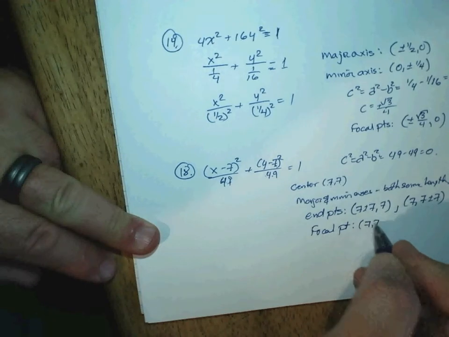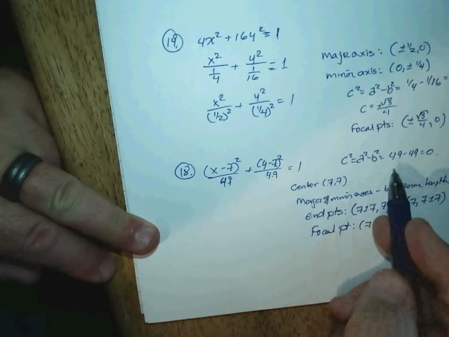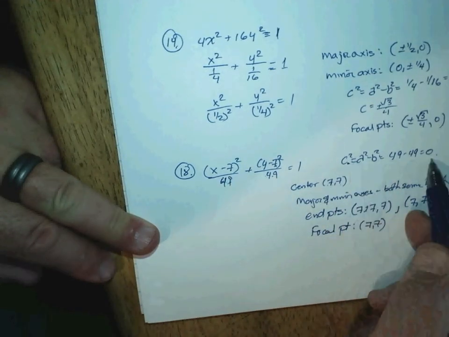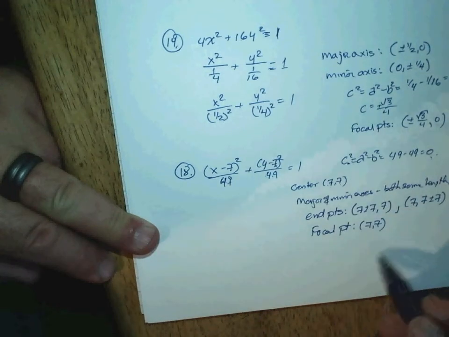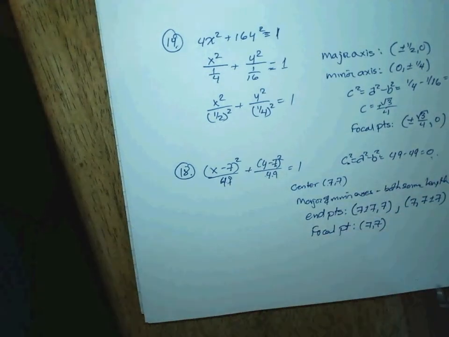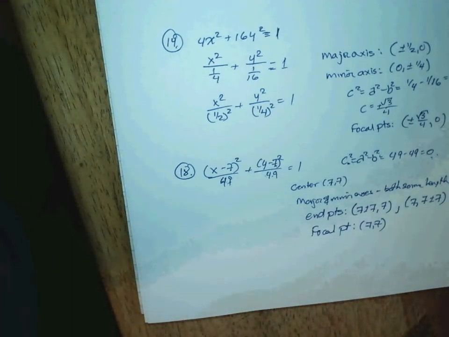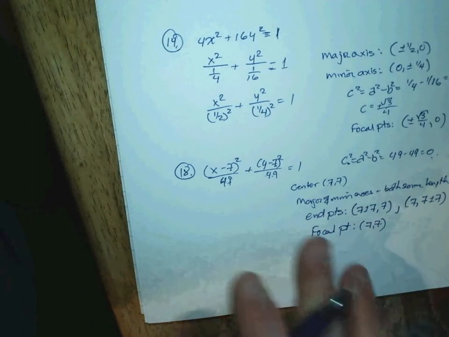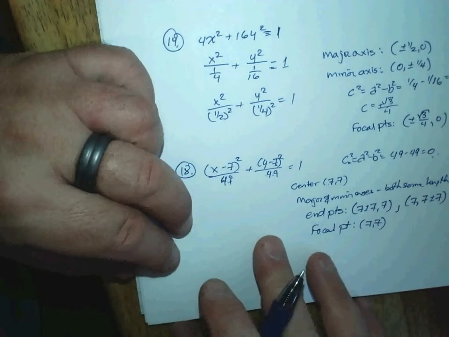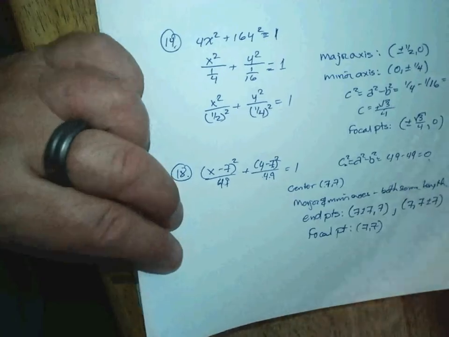The focal point, there's only one, and that is the center, because your distance from the center to the focal points, your value c, is 0. And so there's your information for number 18, kind of a degenerate case of an ellipse, right? It just evolved into a circle instead. All right, let's see if we can recycle some of this paper and save some. Let's take a look at number 20.